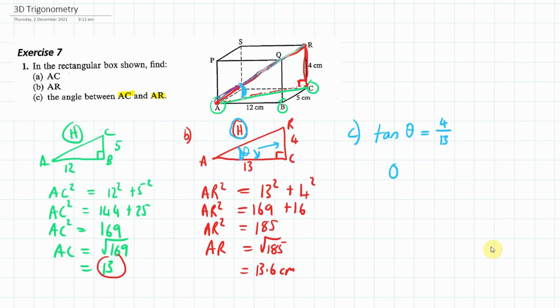And so theta, what do we do to get that tan across to the other side? We do the inverse tan of both sides. So we end up with theta is equal to inverse tan of 4 over 13. And so theta is equal to, I'm getting 17.1 degrees. Okay, so that's our first question. Let's move on to another one.